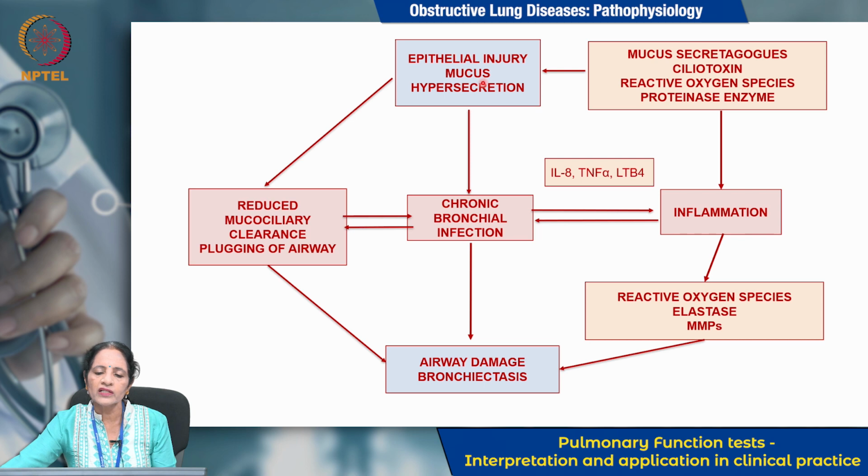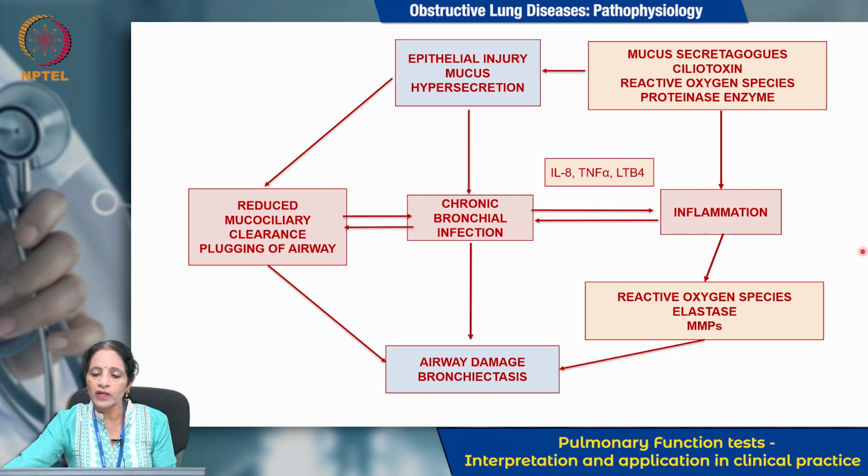Also, this epithelial injury and mucus hypersecretion can itself lead to chronic bronchial infection, and it can again lead to the same. So, vice versa it can be. And this mucus secretagogue, ciliotoxin, reactive oxygen species and the proteinases, we know that they all lead to inflammation, and this inflammation, because of the chemical mediators interleukin 8, tumor necrosis factor alpha and leukotriene B4, is important in producing chronic bronchial infection, and chronic bronchial infection itself can produce inflammation.